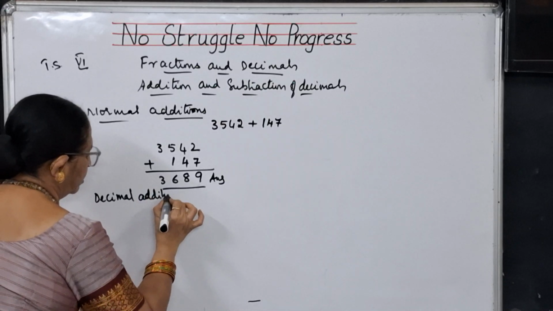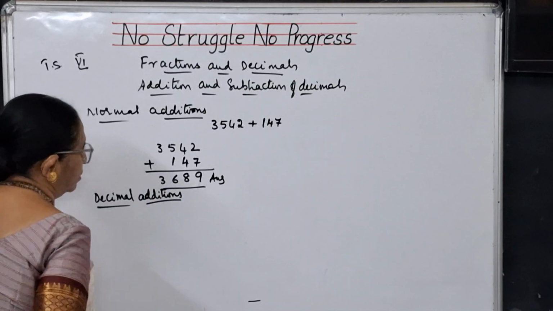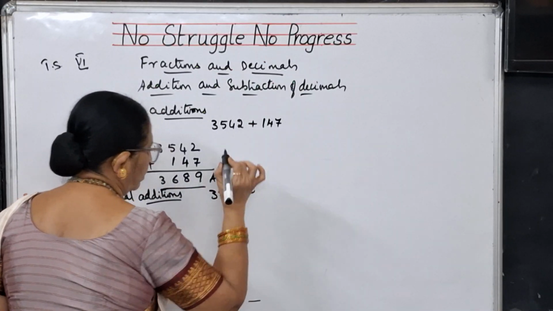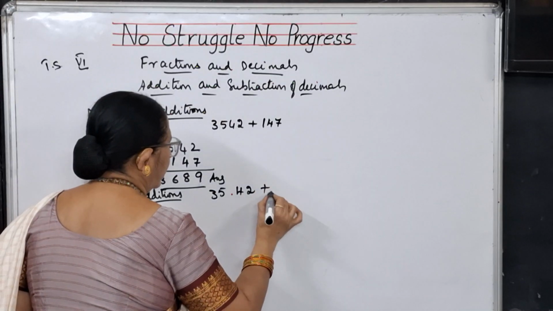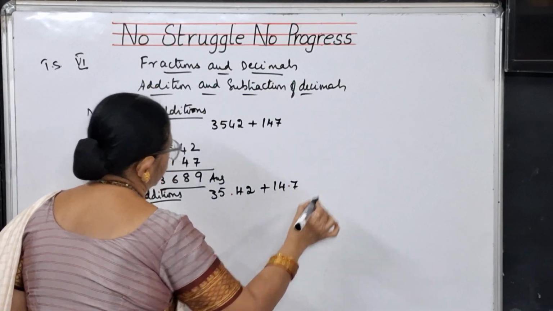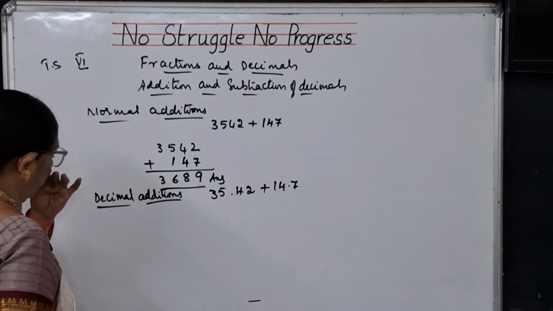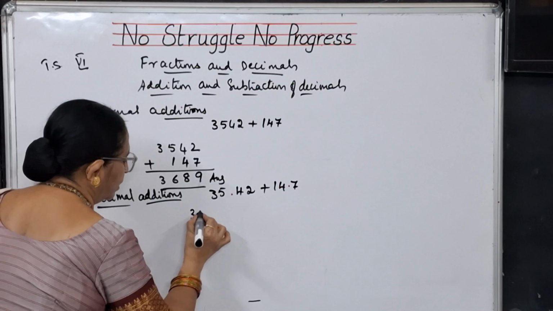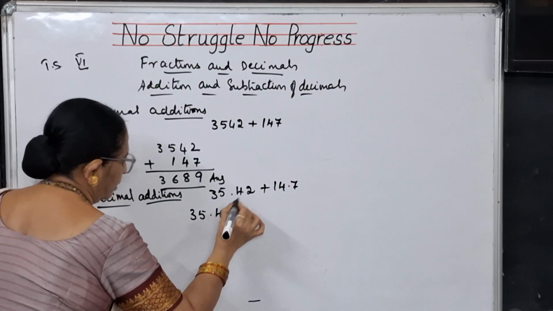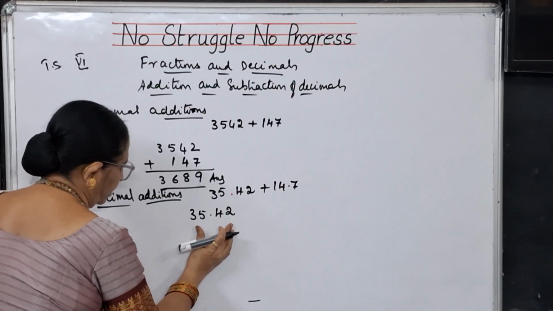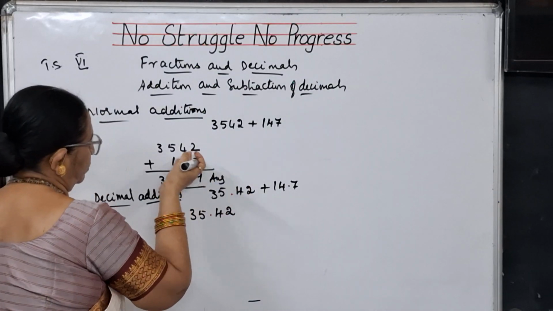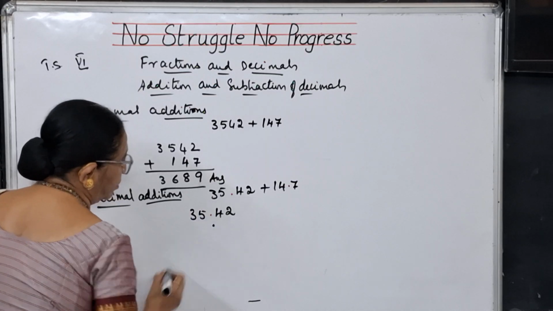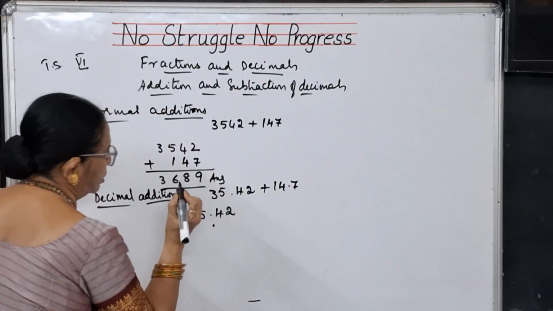When you are talking about decimal additions, it is the same thing. Suppose I have taken 35.42, and 35.42 is added to 14.7. So these are the two decimals. When I am adding these two decimals, the first one I have to write as it is. Then when I am writing this one, you are not supposed to look only at units and tens. The decimal is very important. So keep the decimal here, children. This means I have kept this decimal here.